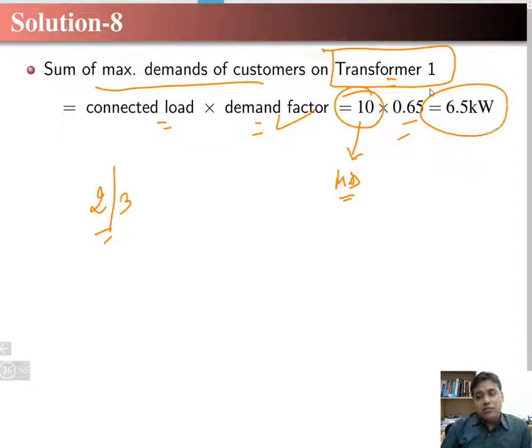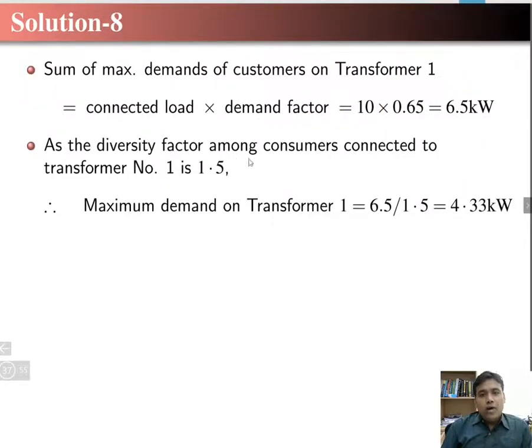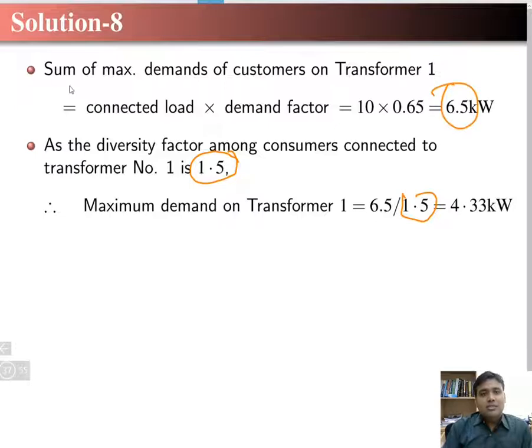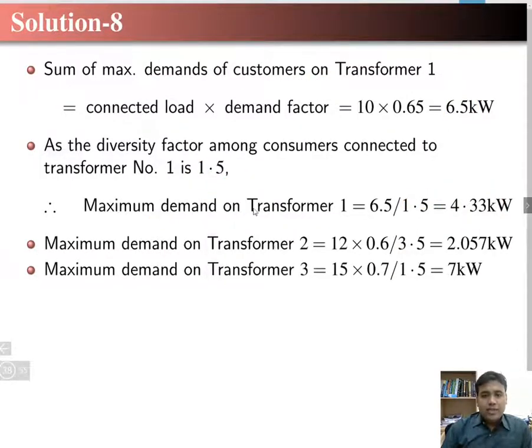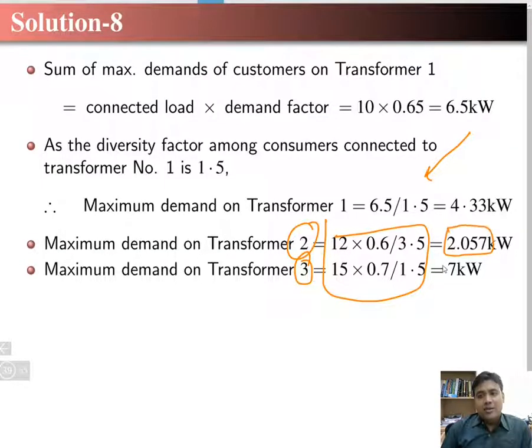So you're getting 6.5 kilowatt. Now 1.5 has been mentioned as the diversity factor. So you divide 6.5 kilowatt by 1.5, that is the sum of the maximum demand. You will get the maximum demand on transformer 1 as 4.33 kilowatt. Similarly, you can calculate for transformer number 2 and transformer number 3 in a similar fashion to what you have done for transformer number 1. That will give you 2.057 and 7 kilowatt respectively.